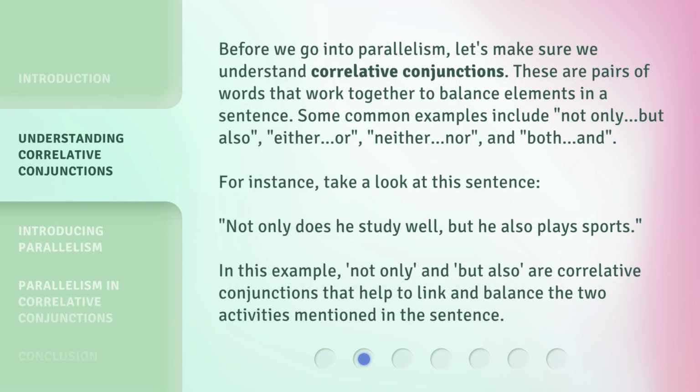Before we go into parallelism, let's make sure we understand correlative conjunctions. These are pairs of words that work together to balance elements in a sentence. Some common examples include not only... but also, either... or, neither... nor, and both... and. For instance, take a look at this sentence. "Not only does he study well, but he also plays sports." In this example, "not only" and "but also" are correlative conjunctions that help to link and balance the two activities mentioned in the sentence.